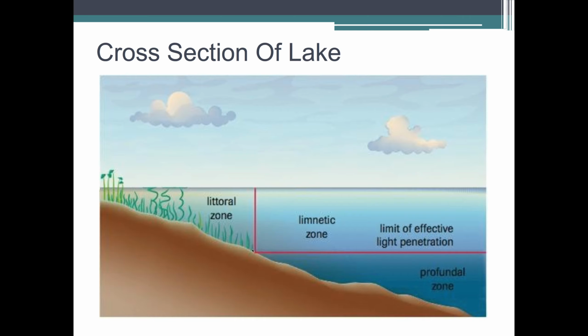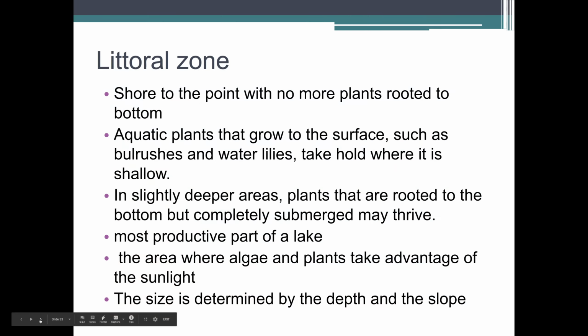In the middle of the lake, the amount of light that can penetrate determines the limnetic zone. And so there's not a lot living there. And then underneath is what we call the profundal zone. Again, it doesn't get the sunlight, so plants can't grow. And if you don't have the producers, you can't get the consumers. So let's talk about each of these.